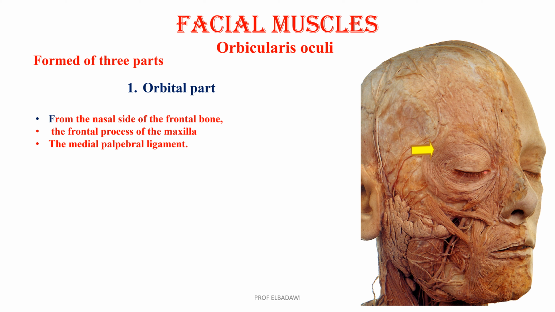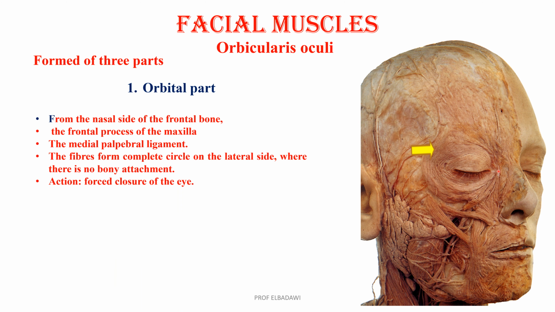The two eyelids are fixed together by medial and lateral palpebral ligaments. So that orbital part takes origin from these three parts: the nasal side of the frontal bone, the frontal process of the maxilla, and the medial palpebral ligament. The fibers will form a complete circle around the eye without any bony attachment on the lateral side. It may be connected to the skin, forming some corrugation on the lateral side, and come back to the point of origin. The action of that part is forced closure of the eye or squeezing the eye.